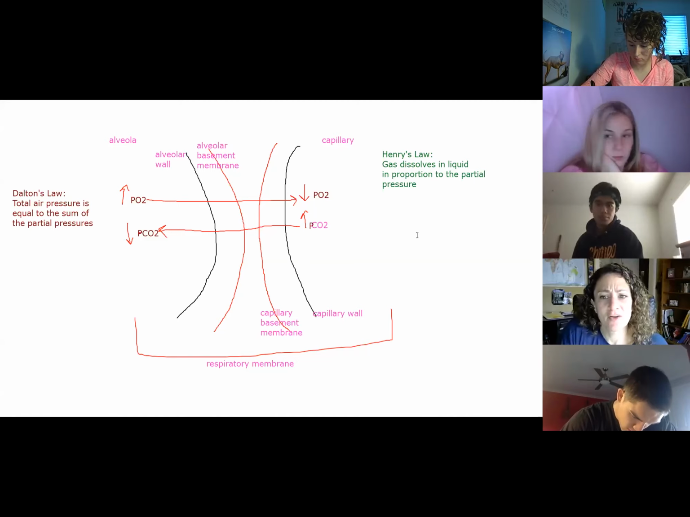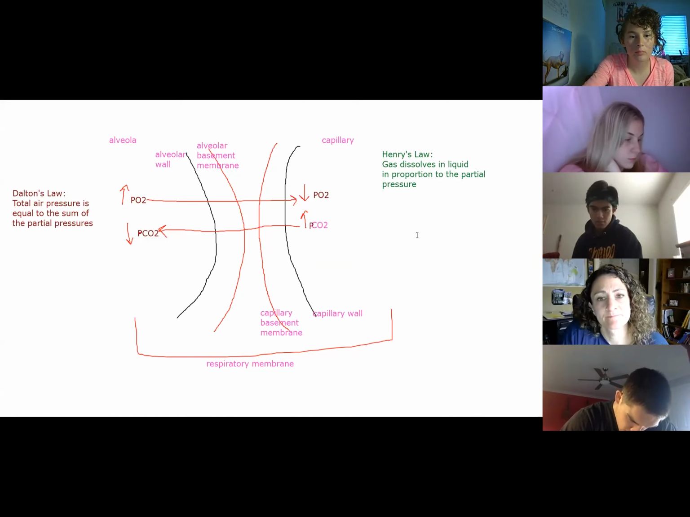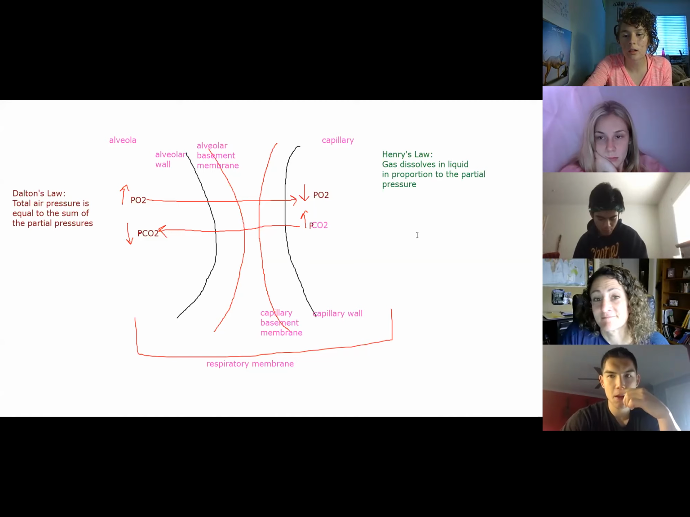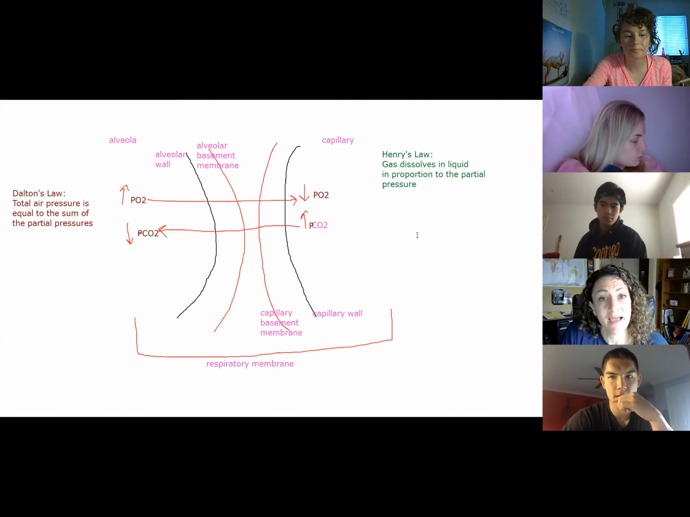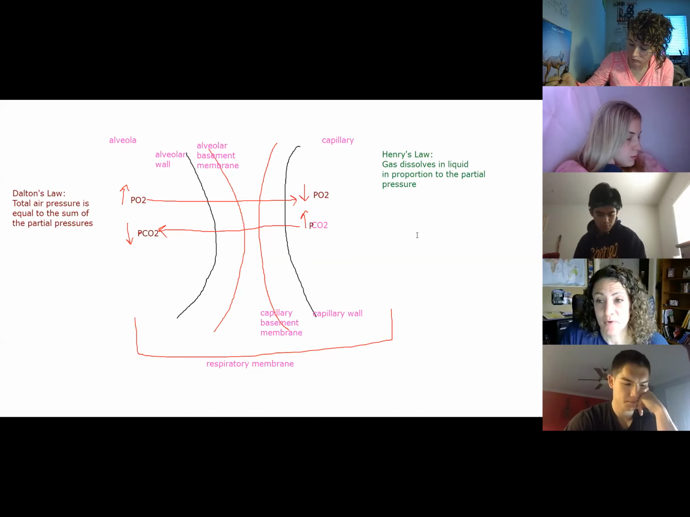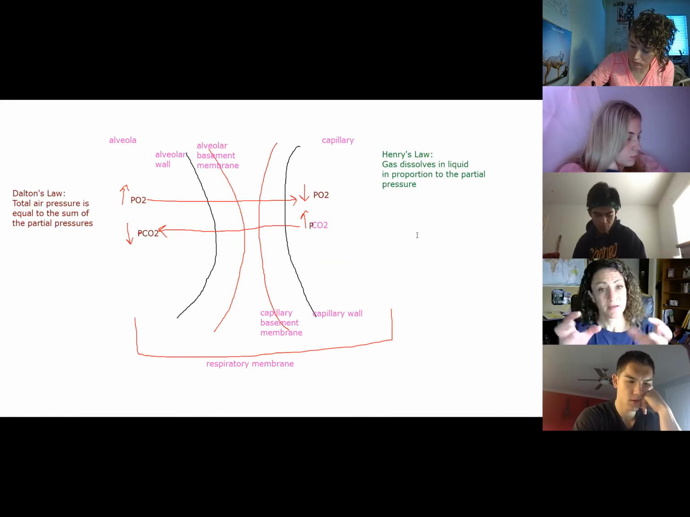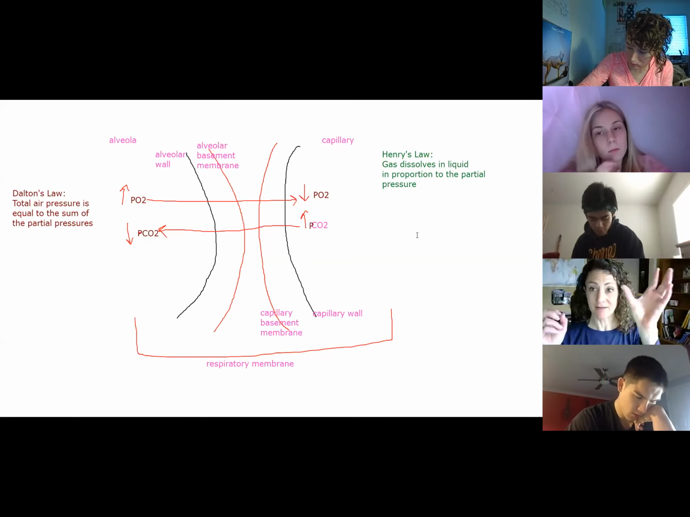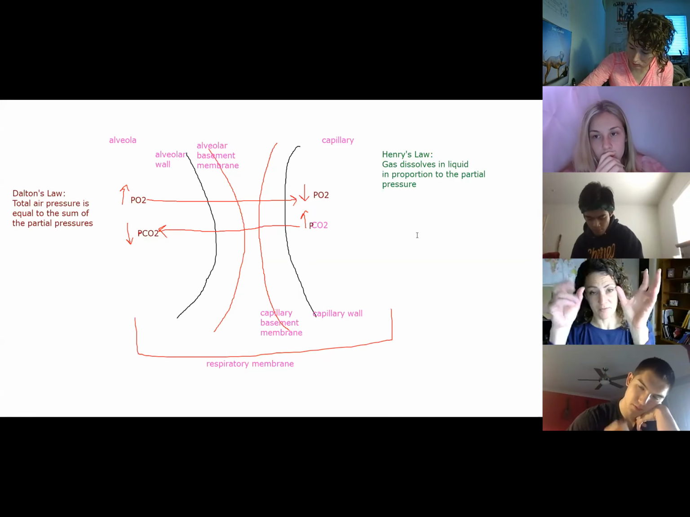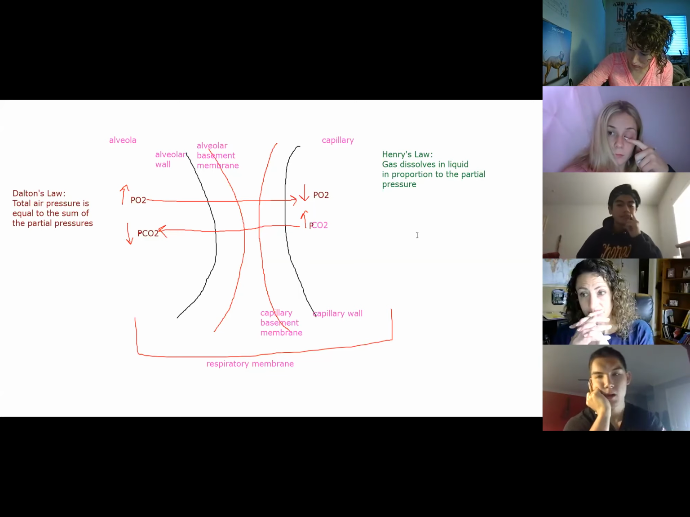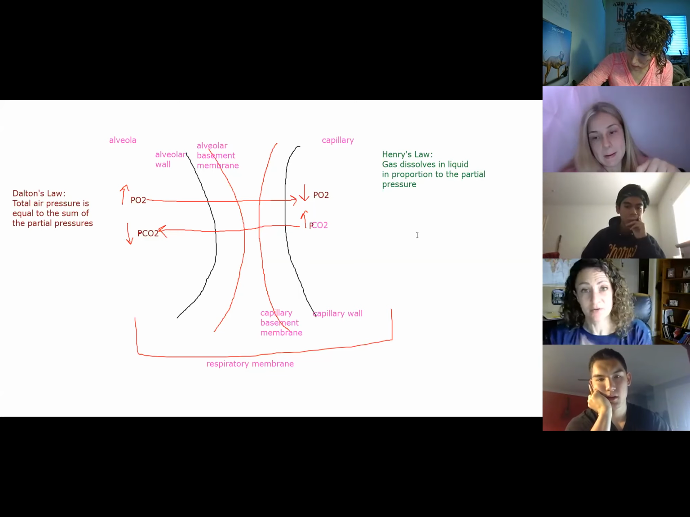Where do we have gas dissolving in liquid here? Is it the blood? We have oxygen dissolving into the blood. That's a gas dissolving into liquid. So gas dissolves in liquid in proportion to the partial pressure. In proportion means it moves together. So if one is high, the other will be high. So if we have a lot of gas, we'll have a lot of gas dissolving in liquid. If we have a little bit of the gas, a little bit of gas dissolving in liquid. Okay, so in proportion to the partial pressure just means the amount.